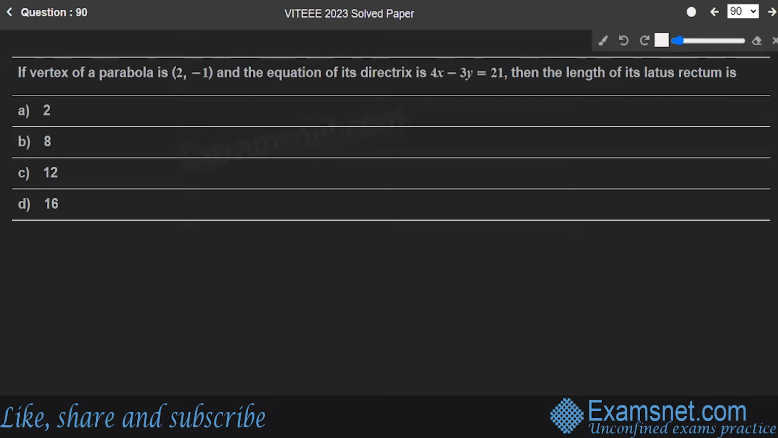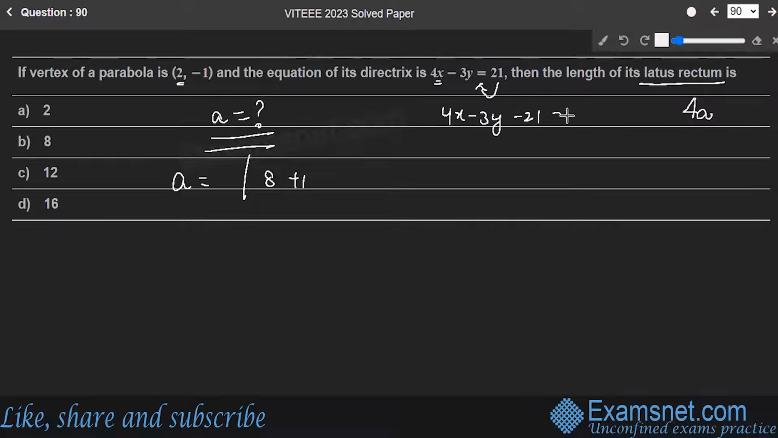Question number 90. If the vertex of the parabola is given by 2, minus 1, and the equation of the latus rectum is this, what is the length of latus rectum? To find that, the formula for latus rectum is 4a. That means I need to find a in the question, right? Now, a is given by the modulus of 2 into 4, that is 8, minus 1 into minus 3, plus 1. And 21 will be taken on this side. This will be 4x minus 3y minus 21 is equal to 0.